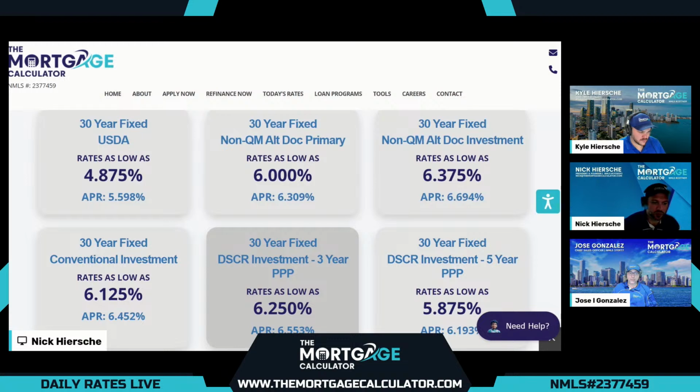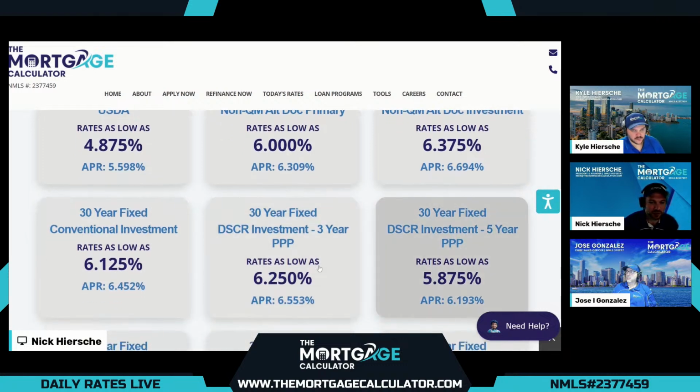And this option has a 3-year prepay, which is the most common, coming in today at 6.25, final APR 6.553, just a touch above conventional. We were beating conventional by quite a bit with our 3-year option, but right now it's about even. But we can sweeten the deal with our 5-year option.